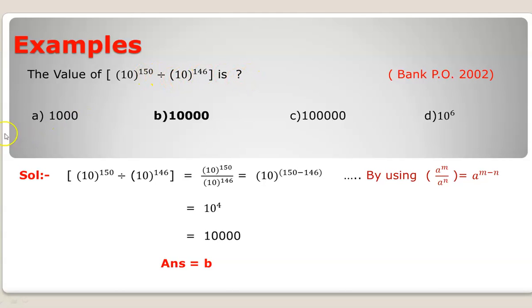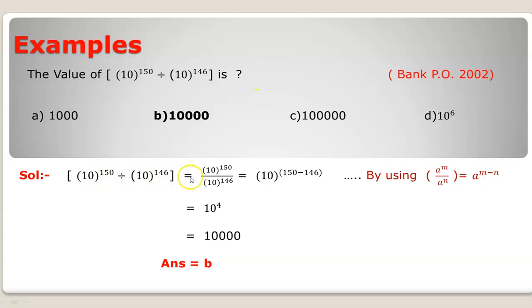Now the example: what is the value of 10 raised to 150 divided by 10 raised to 146? Again there are 4 options given here. Let us see the solution. So the given expression is 10 raised to 150 divided by 10 raised to 146, which is equal to. So by using the laws of indices, a to the power m upon a to the power n, the base is the same, which is equal to a to the power m minus n, that is equal to.